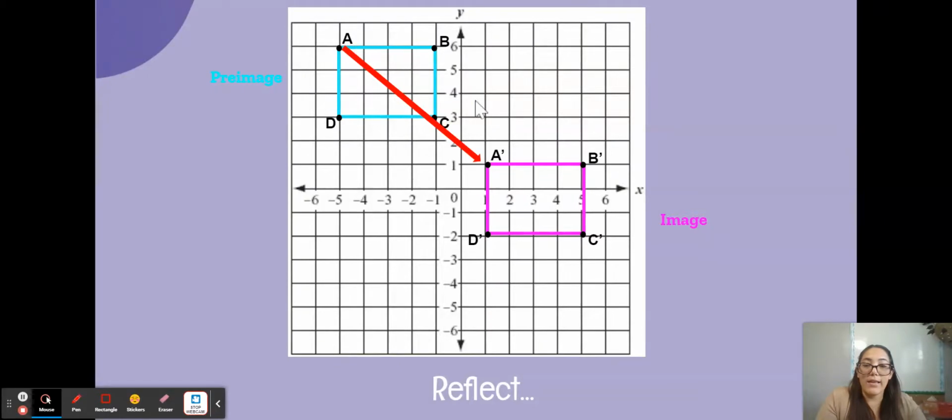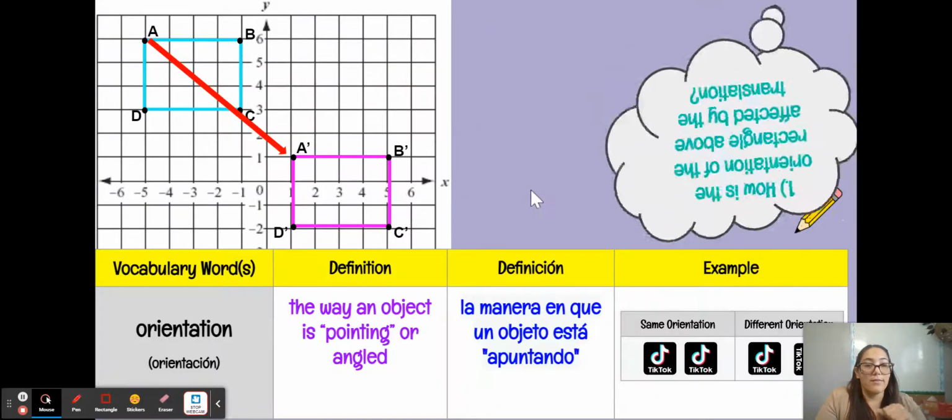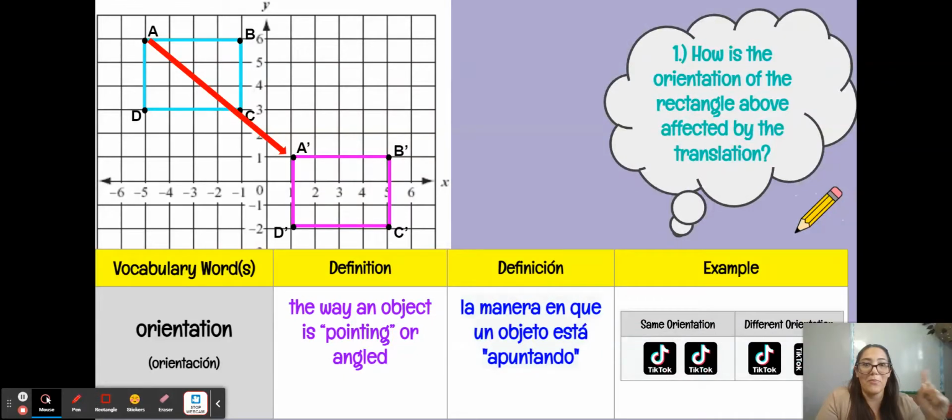Here, I decide to perform a translation, okay? And it looks like as I translate it, my first question is, how is the orientation of that rectangle? So orientation is basically the way an object points. So here I am, my orientation, I'm facing forward.